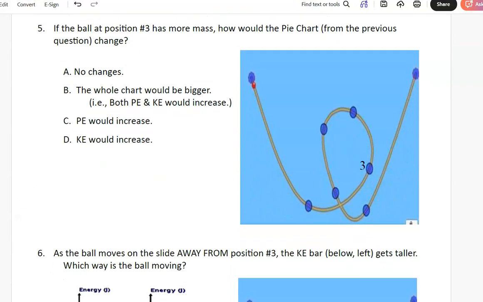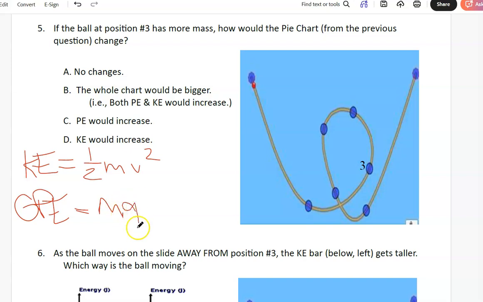Well, if we're increasing the mass, think about what that does to the kinetic energy, think about what it does to the gravitational potential energy. The kinetic energy is equal to 1/2 mass times speed squared, and the gravitational potential energy is equal to mass times g, the acceleration due to gravity, times height. Well, you'll notice while we've been talking about how kinetic energy is very dependent on the speed and gravitational potential energy very dependent on the height, both of these are directly proportional to the mass as well.